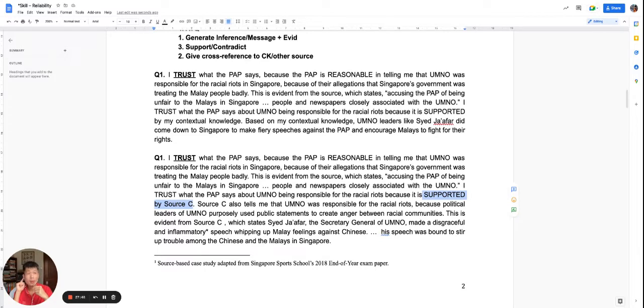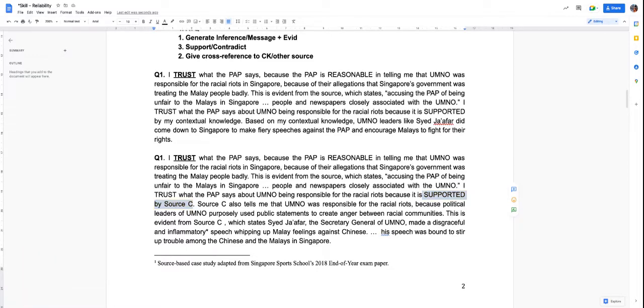In the exam, is there a correct side? Is there a trust or do not trust only? It depends. Some sources have both sides. Some sources can be both supported and contradicted, but some sources are clearly one-sided. And if they are clearly one-sided, then your judgment of whether you trust or do not trust, whether it's reliable or not reliable, that judgment becomes important.